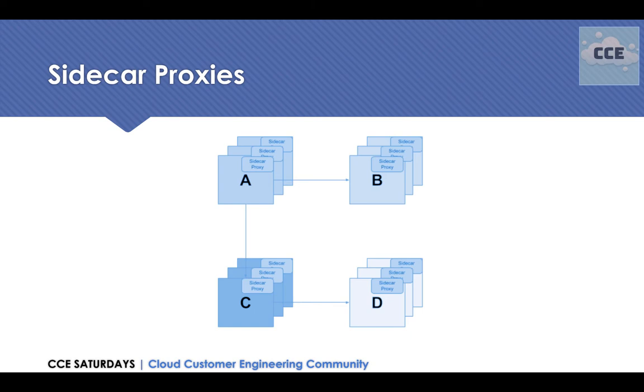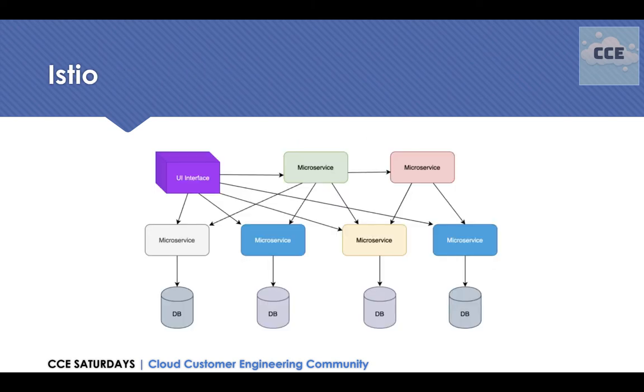Well, in order to solve these problems of service meshes, we have a service mesh that we call Istio. This is one of the most popular service meshes, adopted by lots of cloud providers and companies which have deployed their applications as microservices. Now, to understand Istio, let's take a step back and go back to our microservice architecture again.